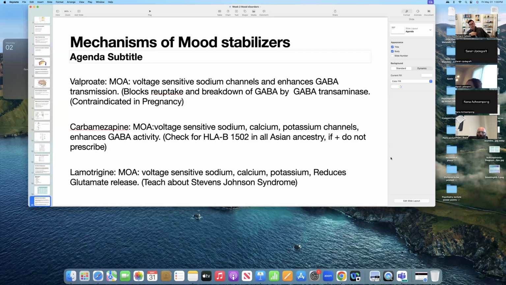GI side effects, change of mental status, right? Confusion, and they're on lithium. Definitely do a lithium level.